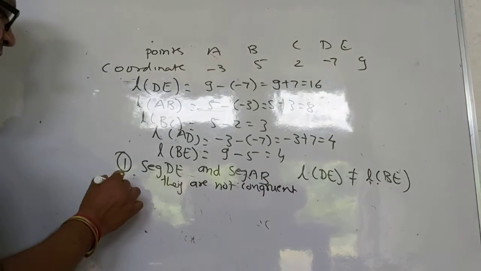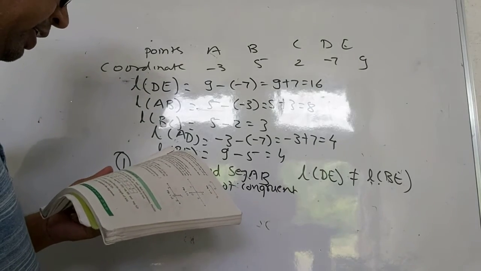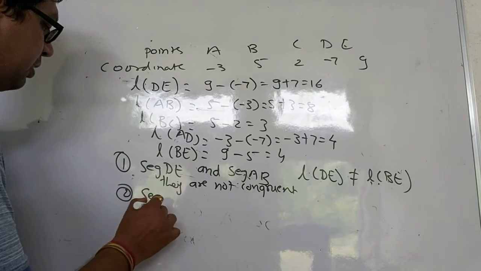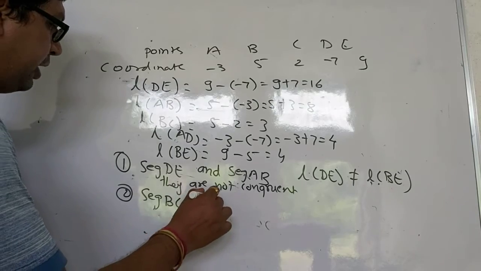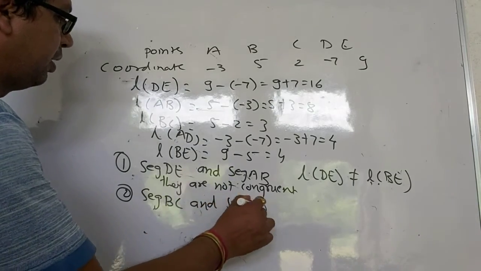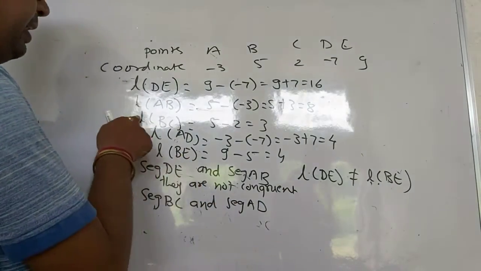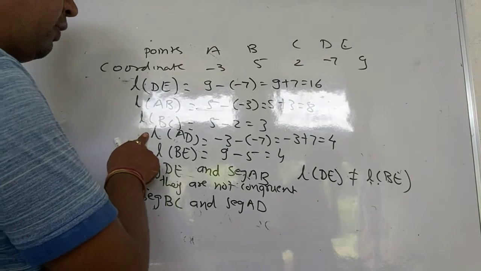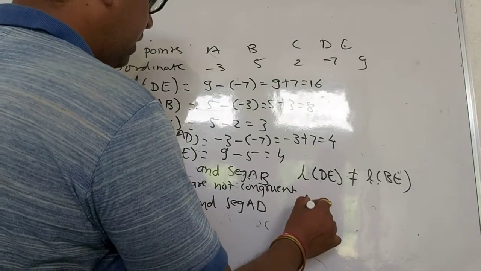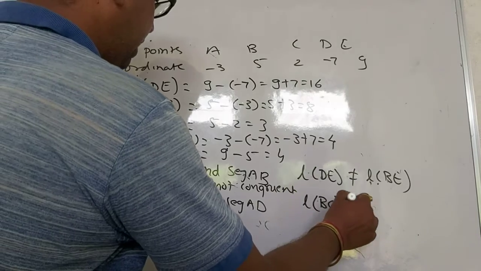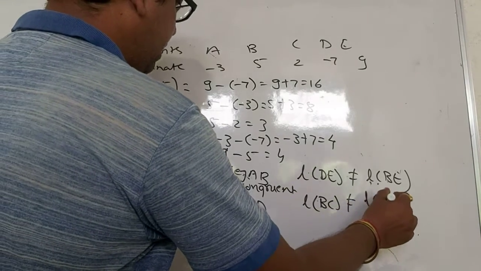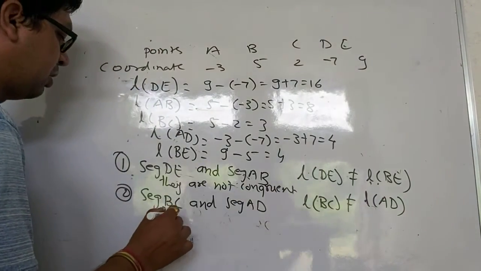Next, question number second is there, BC and segment AD. So BC is 3 and AD is 4. They are also not equal. So length of BC is not equal to length of AD. So they are not congruent.